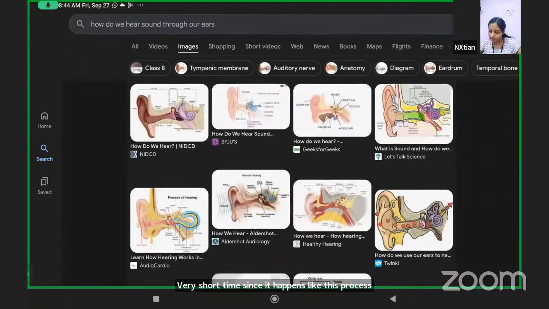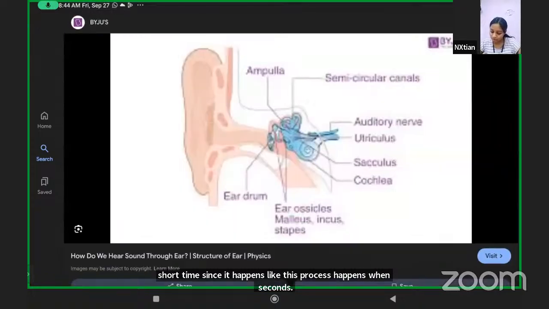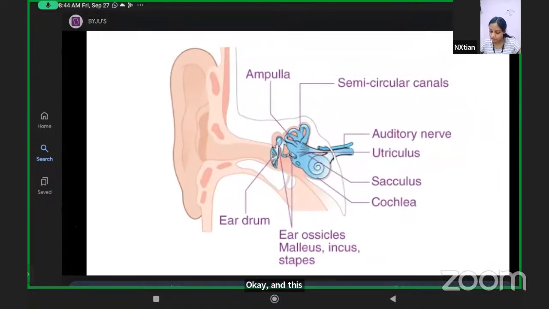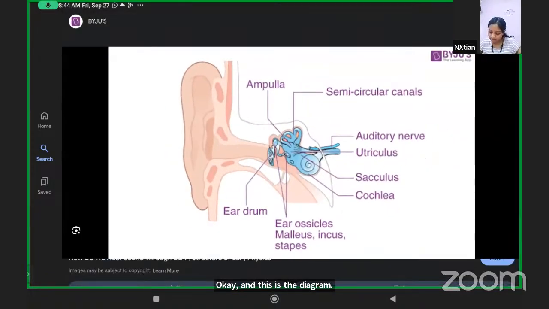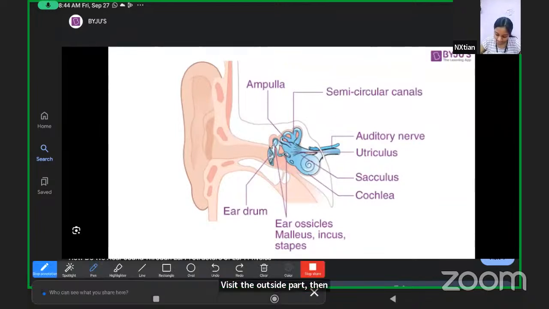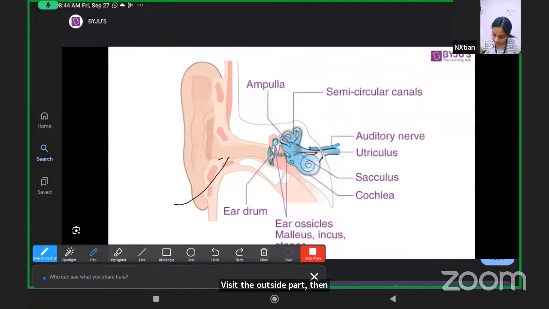Okay, and this is the diagram of the ear. This is the outside part. Then this is the ear canal.